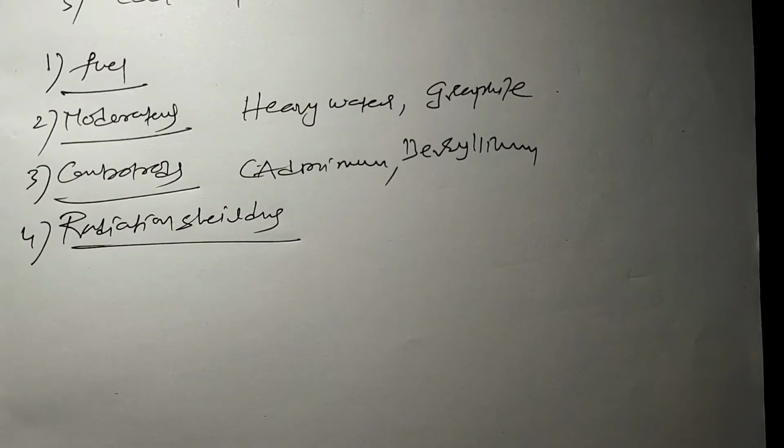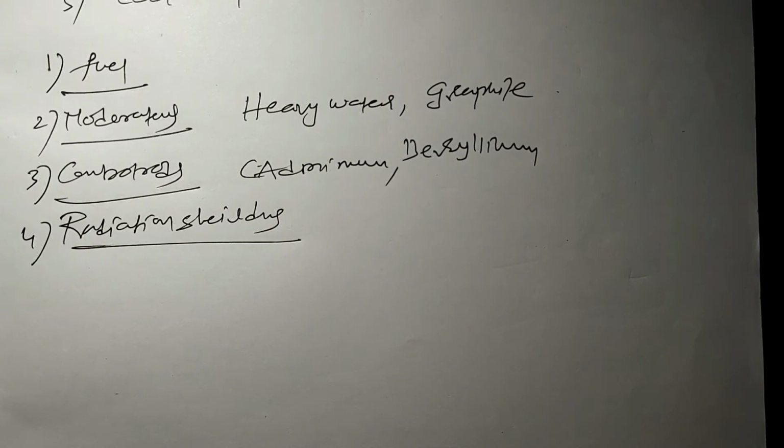Alpha, beta, gamma, this type of radiation is very harmful to the persons working at the reactor. So by using suitable shielding such as steel or lead or concrete walls, we can protect the persons around the reactor. That is called radiation shielding.